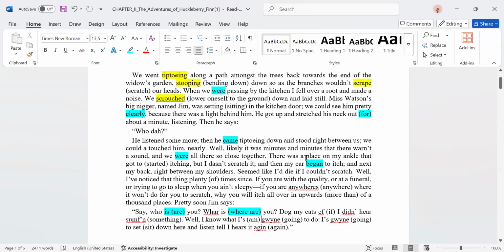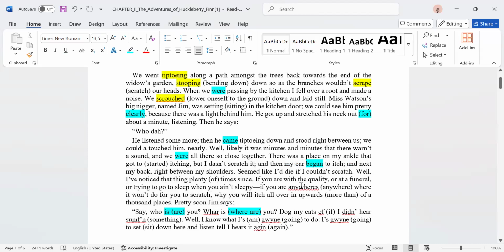So that's why he said that he didn't dare to scratch, and then there was a place, and it seems like I'd die if I go to scratch. Well, I've noticed this plenty, it happens many times. So it means that he often gets stuck in a situation where he could not scratch an itch because he actually finds it inappropriate to scratch in that kind of setting, like this setting right here.